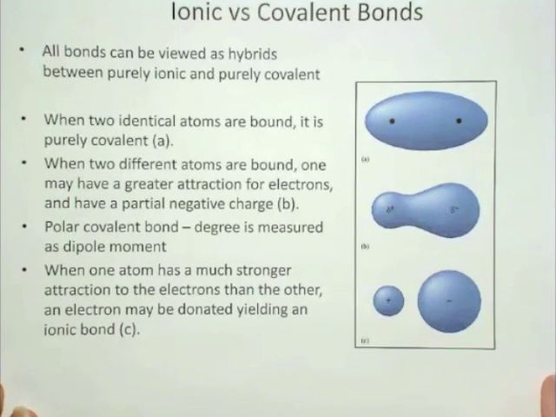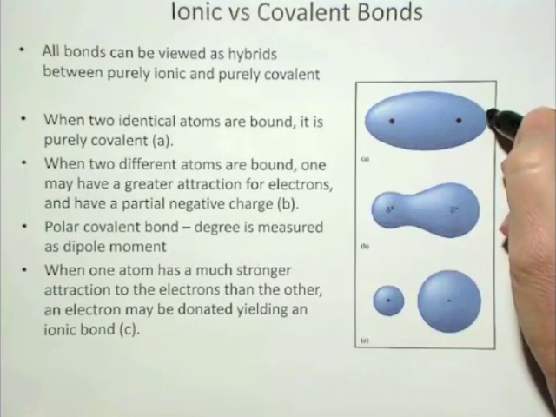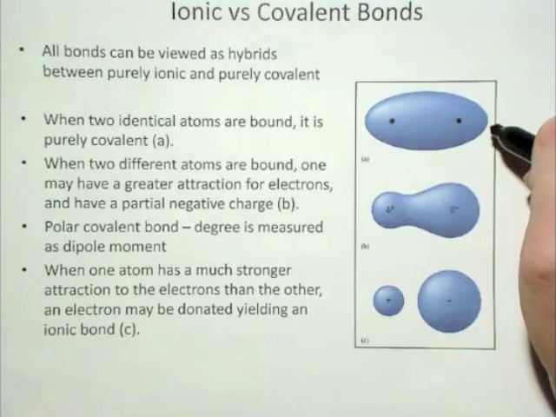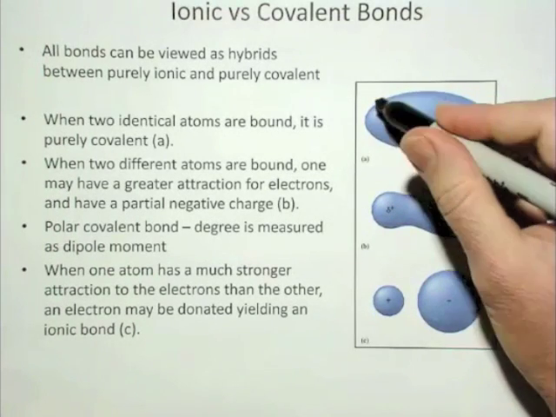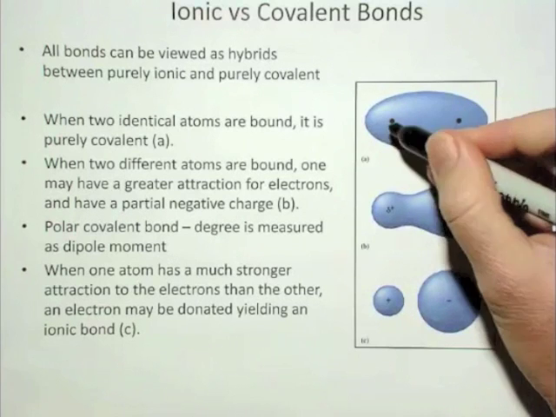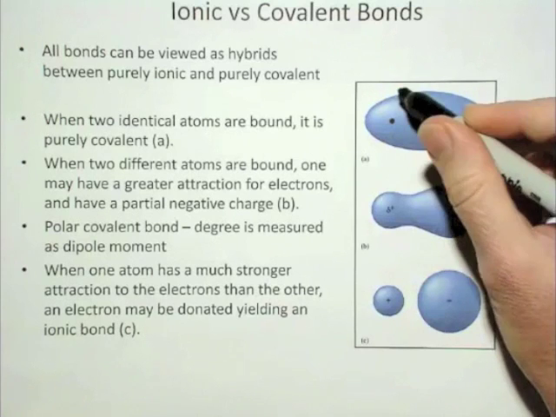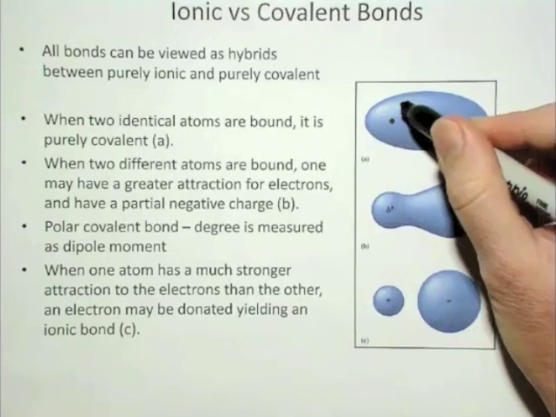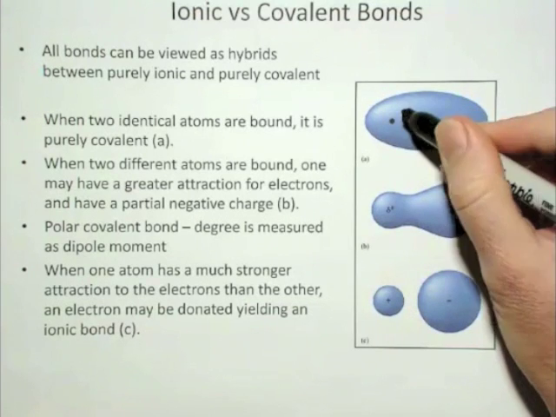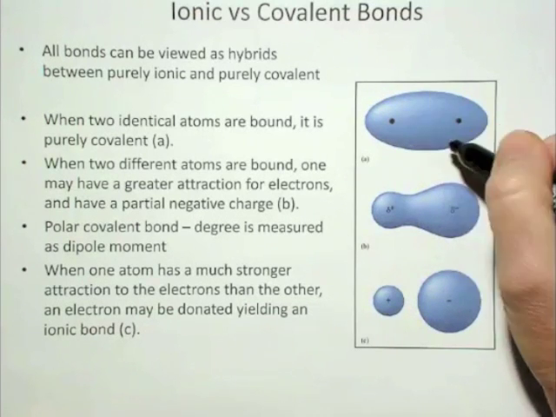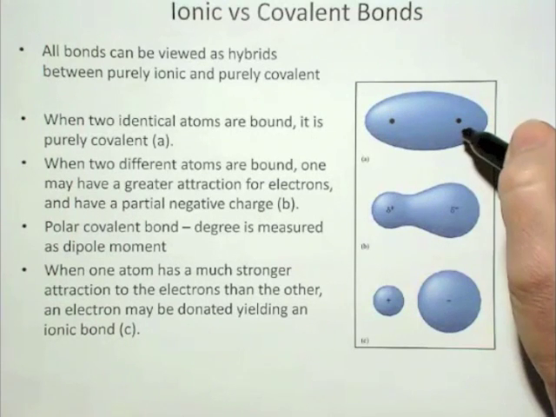So when two identical atoms are bound, it's purely covalent in this case. So this would be a pure covalent where the two atoms are identical. That means that this blue sphere here is representing the electron cloud, and the two dots are representing the nuclei. And what they're showing here is that the electrons are shared equally between these two atoms, okay, purely covalent.